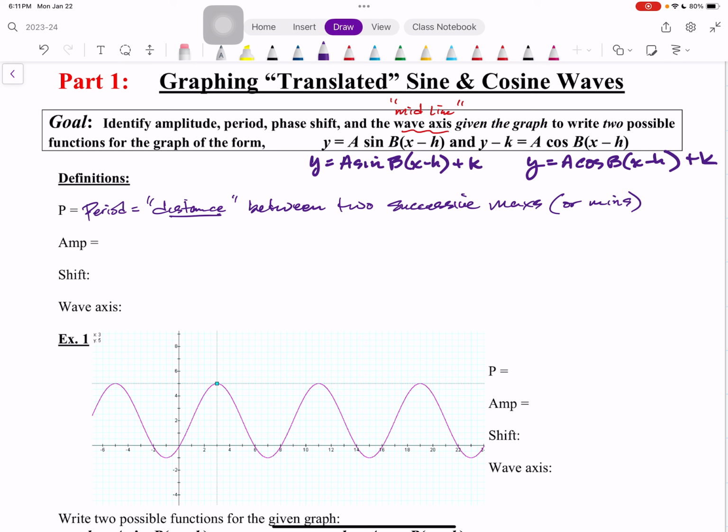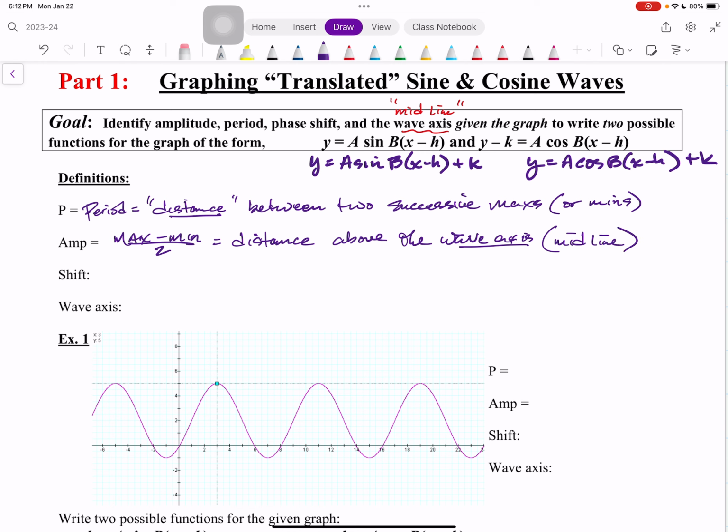The amplitude, you're going to find out, is the maximum minus the minimum, divided by 2. It's the distance above the wave axis. That's key here, and I'll illustrate this when we get started. Now, I keep saying wave axis, but after talking to a few people, I found out that a lot of teachers use the word midline. So wave axis, same as midline, the line that goes through the middle of the wave.